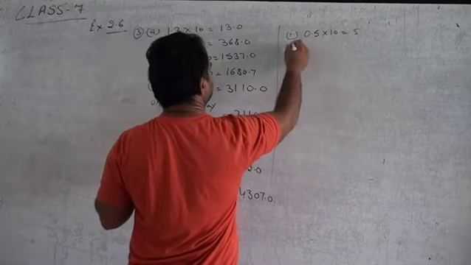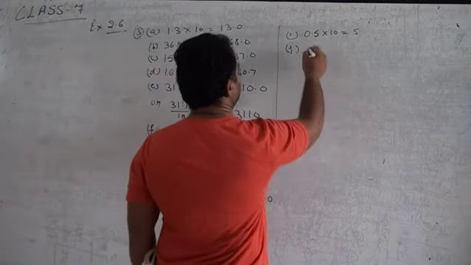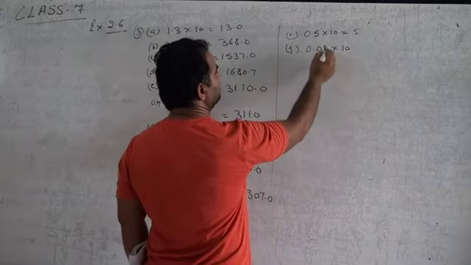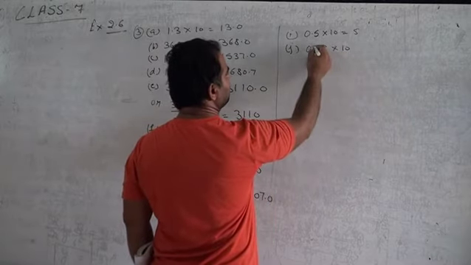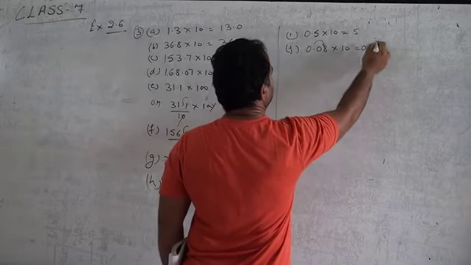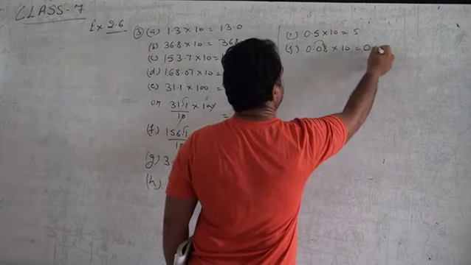J is 0.08 into 10. 0.08 multiplied by 10. So we have to move the decimal. We are multiplying by 10, so it will move one place further. It will be 0.8.